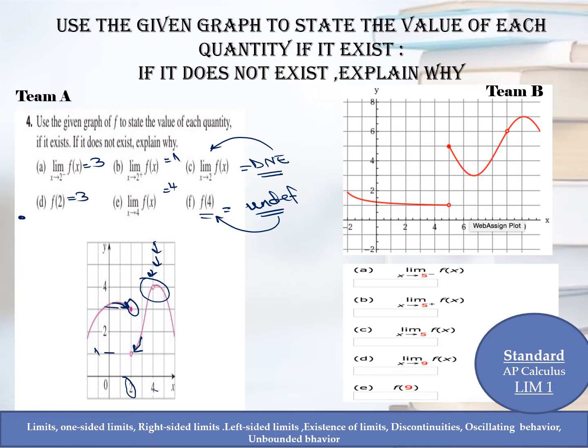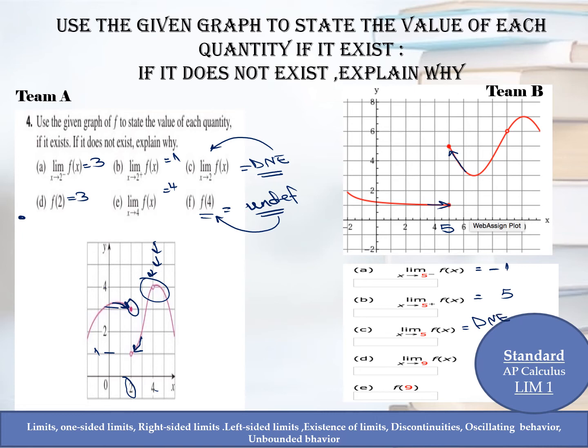In the second graph, which is given for team B, limit x approaches 5 from the left side. So this is the 5. The line is coming from the left over here. The answer is -1. 5 from the right side. So the line coming towards the 5 is here. The answer is 5. Both the lines are not meeting, so just write does not exist for the limit at 5.